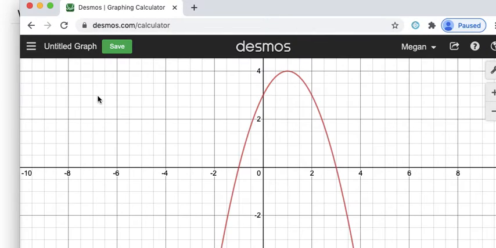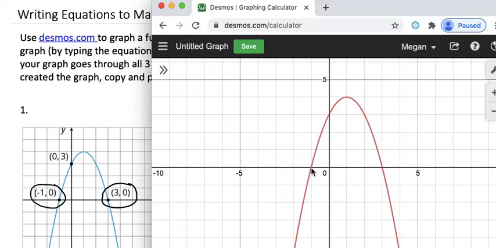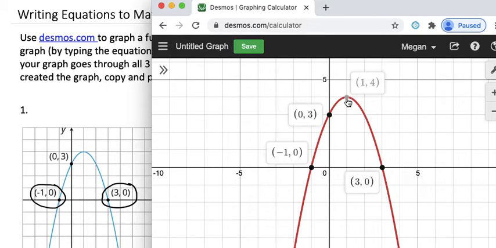So now, if I compare it to my picture, I see that I have (-1, 0) for one x-intercept. I see that I have (3, 0) for a second x-intercept, and I see that I have the point (0, 3) for my y-intercept. And I can also see the vertex is (1, 4), which isn't marked in the picture, but it's good to know.